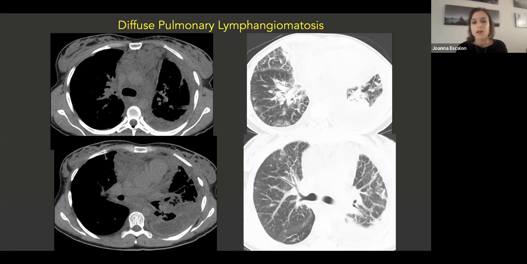Unlike LAM, the process is confined to the normal lymphatic pathways. So you can see here, there's infiltration of the mediastinum, thickening of the pleura and a pleural effusion, and interlobular septal thickening in the lungs. Everywhere the lymphatics run, there is thickening. Unlike LAM, it doesn't actually infiltrate into the lung parenchyma.